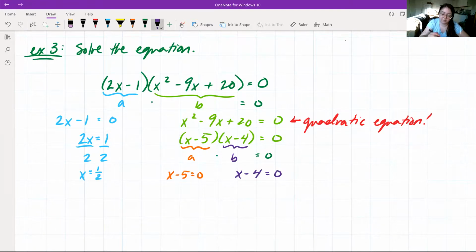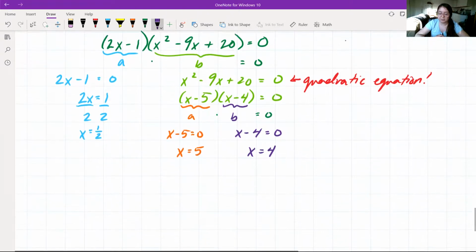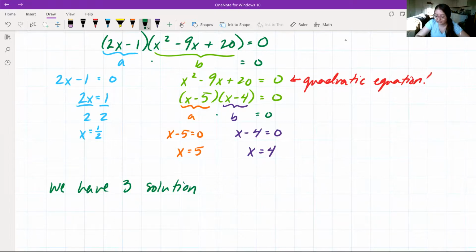And we can just solve. With x minus 5, we just add 5 to both sides. So we get x is equal to 5. And x equals 4, we add 4 to both sides, and we get that x is equal to 4. So now we have 3 solutions. We used our zero factor property within another zero factor property. And this is going to give us 3 solutions, which are all contained in our solution set.